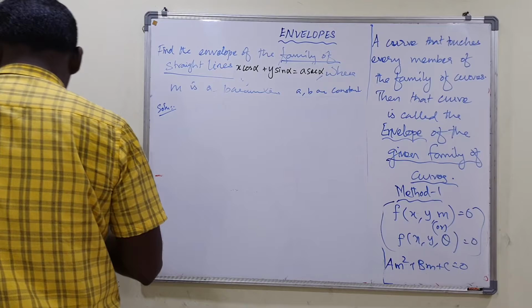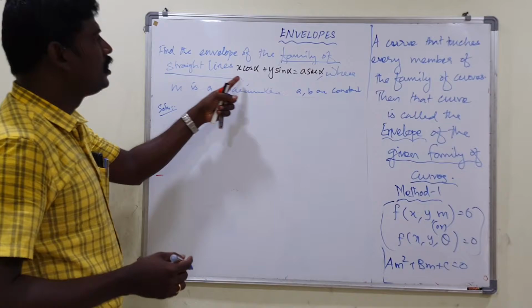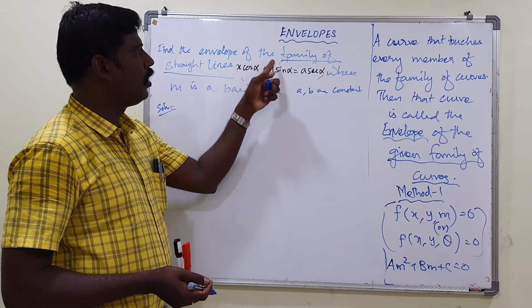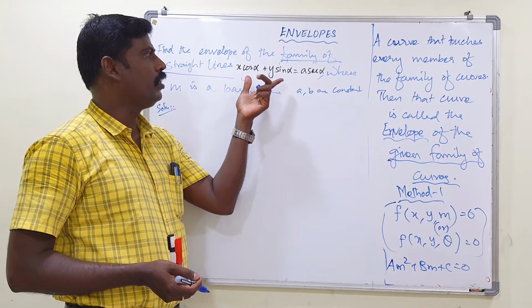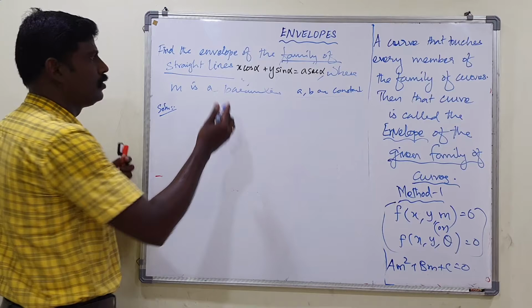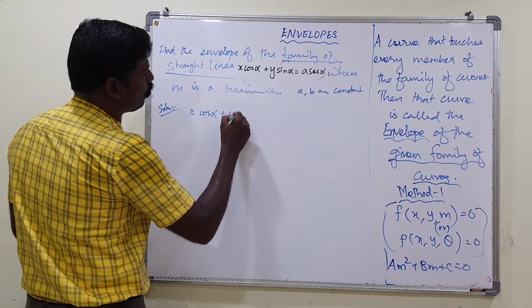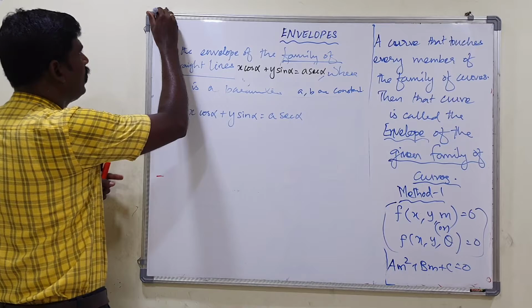Solution. So the given equation is also the equation of a family of straight lines, isn't it? The power of x is 1 and also y is 1. So it is a homogeneous equation in x and y whose degree is 1. So we take it as a family of straight lines. So how can we do this? x cos alpha plus y sin alpha equal to a secant alpha. Now I am going to find the envelope of the given curve.